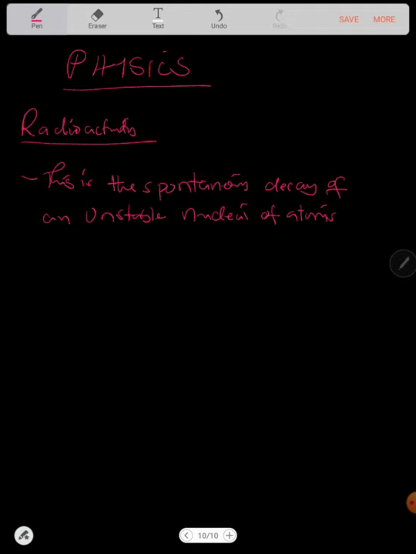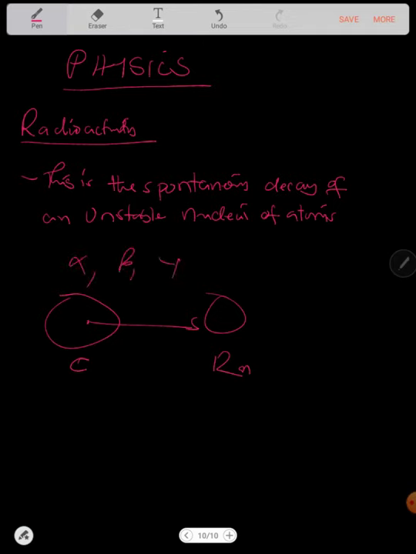All right, let's say the carbon atom is not stable, like its nucleus is not stable. It will decay to another atom, maybe let's say radon, by either alpha decay, beta decay, or gamma decay. So whenever the atom is unstable in its nucleus, what happens? It has to decay to an atom which is stable. Now, in the process, it can either absorb energy or give out energy.